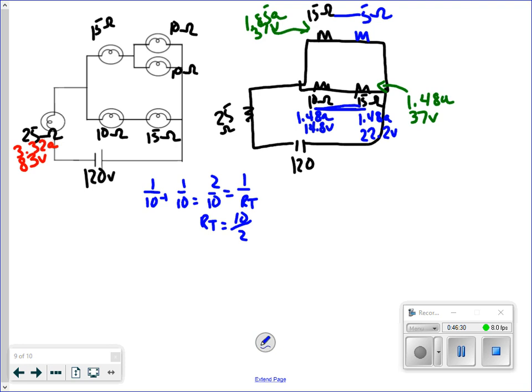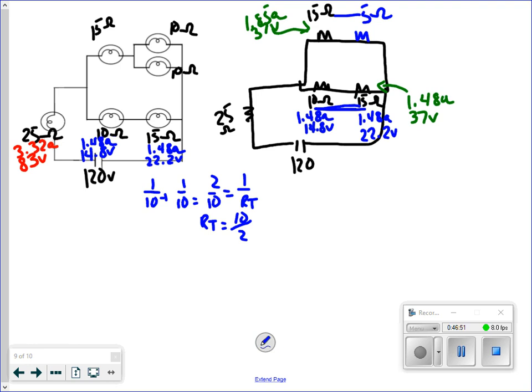Okay, when I look at the next step over, that's exactly the same. There's no change here. So I'm going to just write these in there. I figured those out over here. This one is 1.48 amps, 22.2 volts. Okay, now I'm going to do the top.